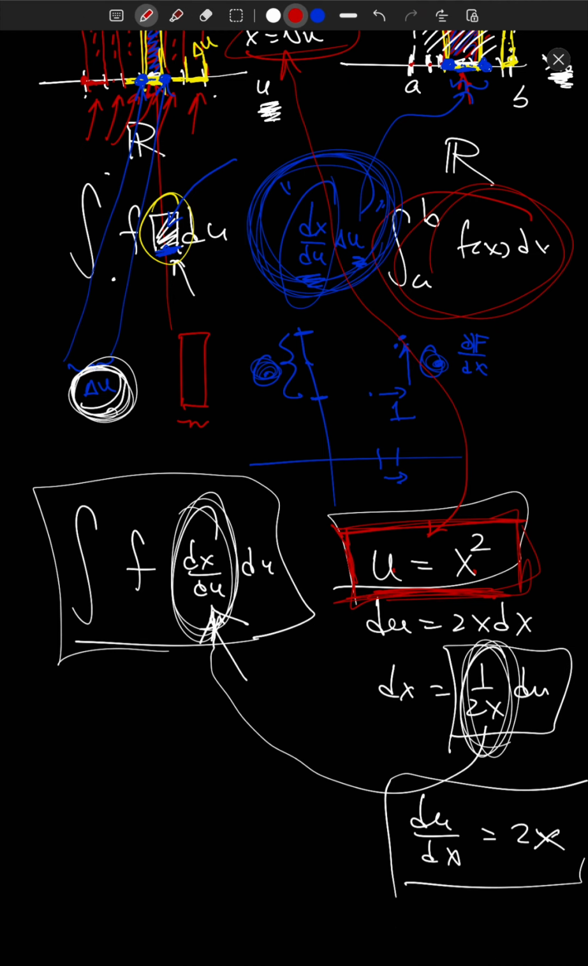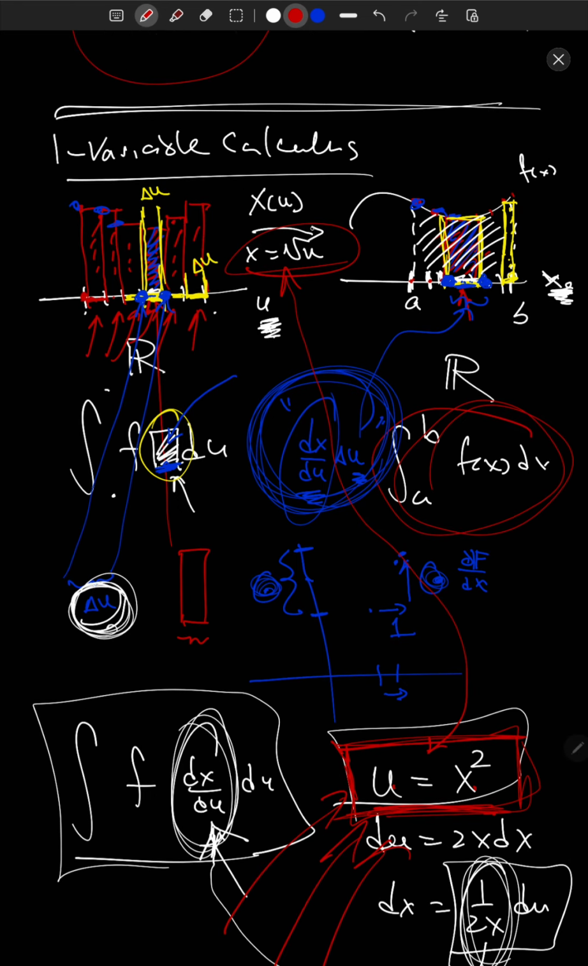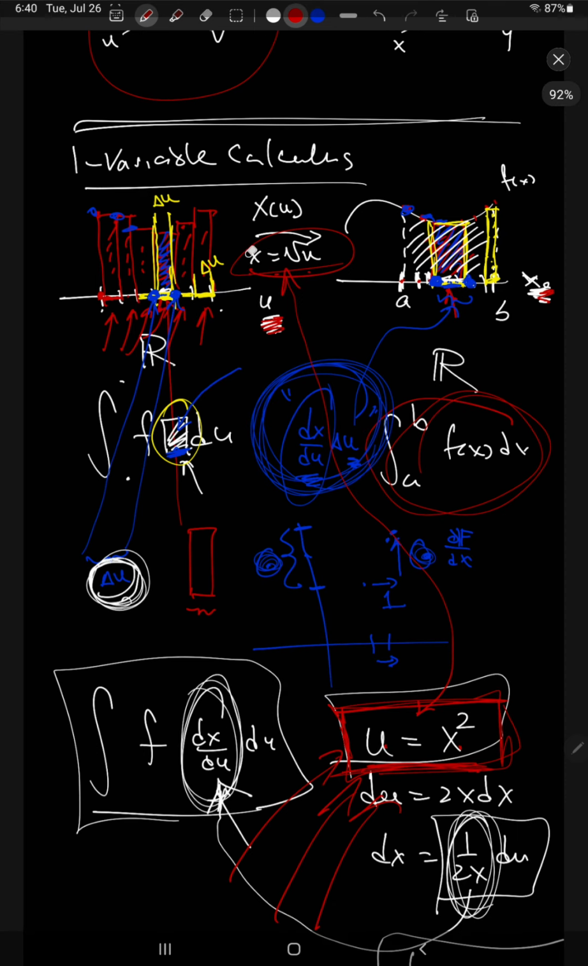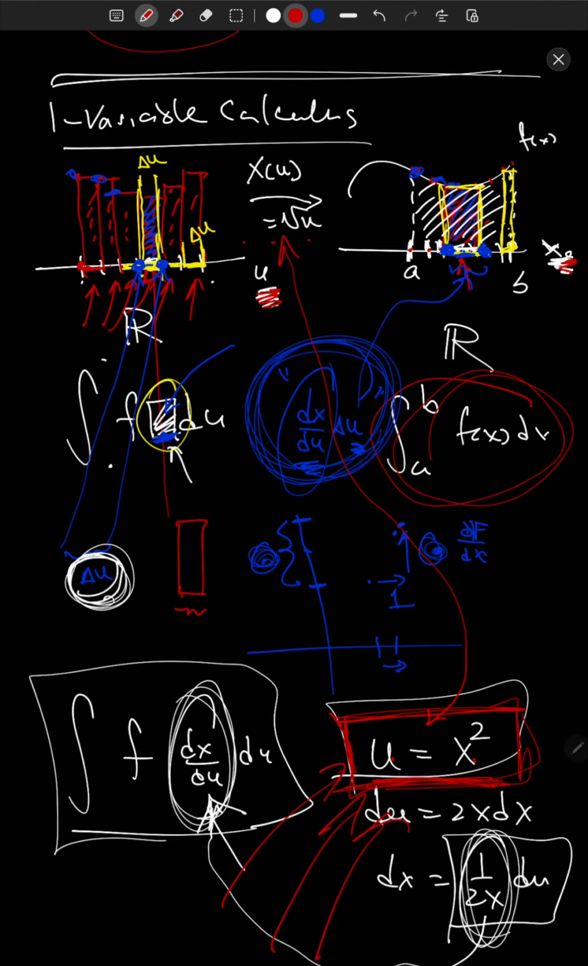Okay, so again, if you were doing a substitution u equals x squared in one variable calculus, that's equivalent to today doing the mapping from the u line to the x line, the mapping x equals square root u. Or let me write it more formally to emphasize that we're thinking of x as a function of u. So x of u is equal to square root u.